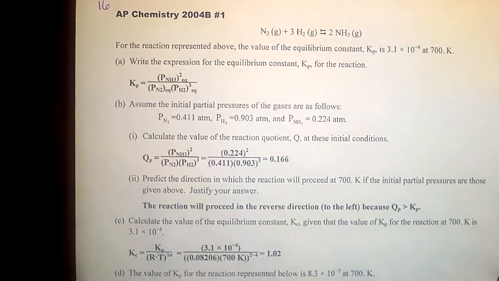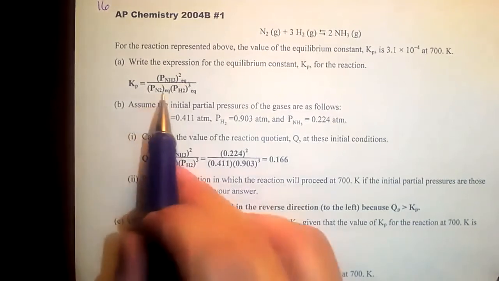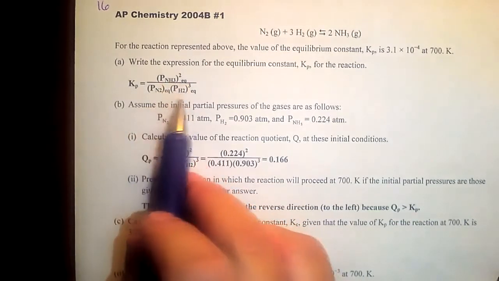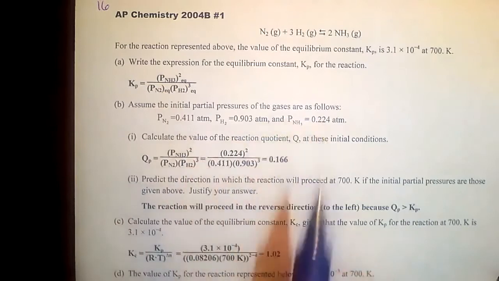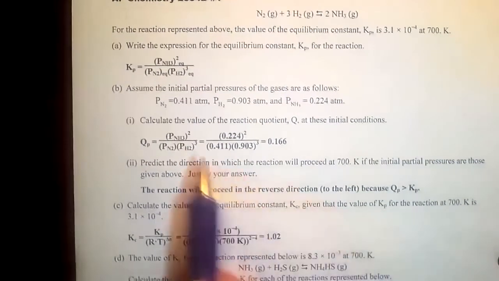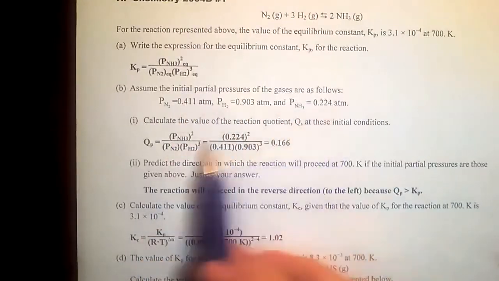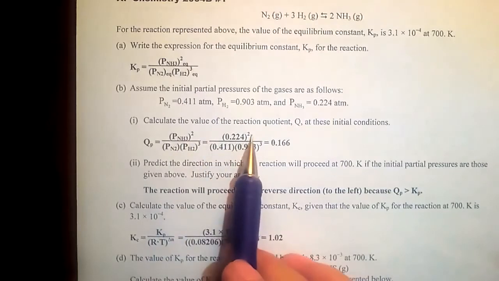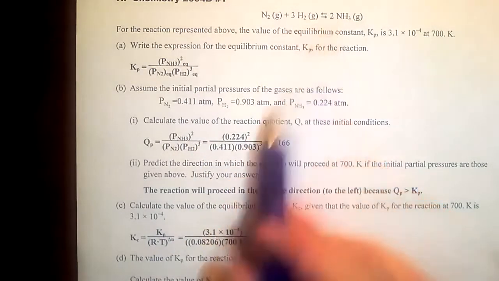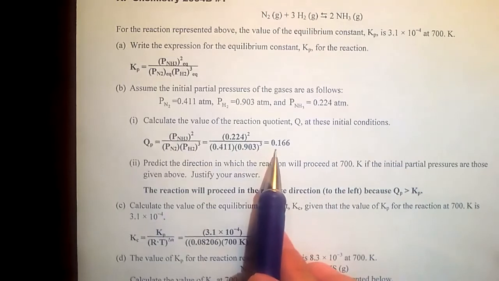On the old AP problem, we've got quite a number of things to do. The first one, though, is just write the Kp expression, products over reactants, to the power of the number in front. There's not much to that. Find the Q value. They gave you the values. We're just going to put them in. Don't forget the exponents. The 3 and the 2 become exponents, and we get this value.